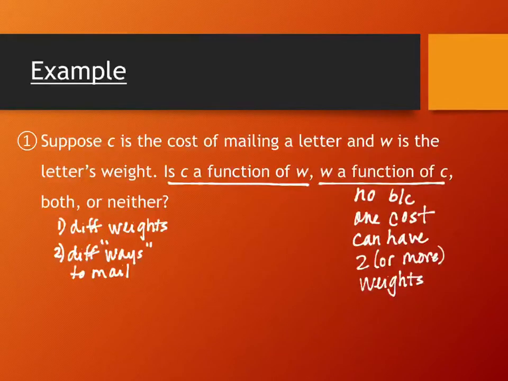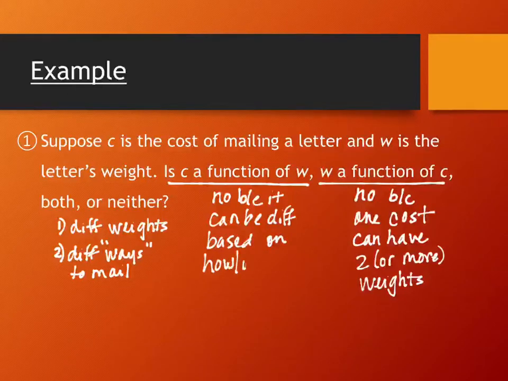So, is the cost a function of the weight? And the answer is no, because it can be different based on how it's mailed. And I'm going to say how/where, because where is an option as well. How or where it's mailed. So cost is not a function of W because of that issue. So neither of them worked, which means the answer for this one is actually neither.